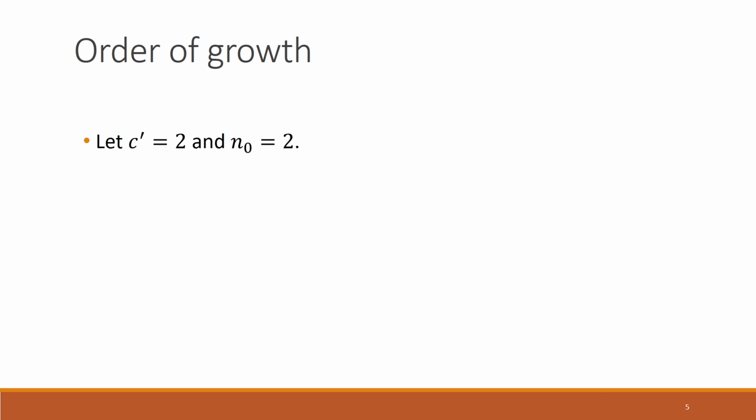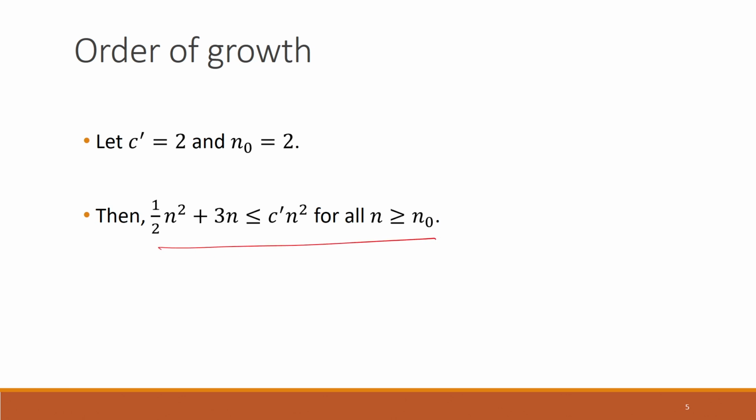Let c dash be equal to 2 and n naught be equal to 2. So, we are saying that this is one set of values of c dash and n naught for which this condition is satisfied. We can check this. Let us see whether this holds or not. We want to prove that half n square plus 3n is less than or equal to 2n square for all n greater than or equal to 2.